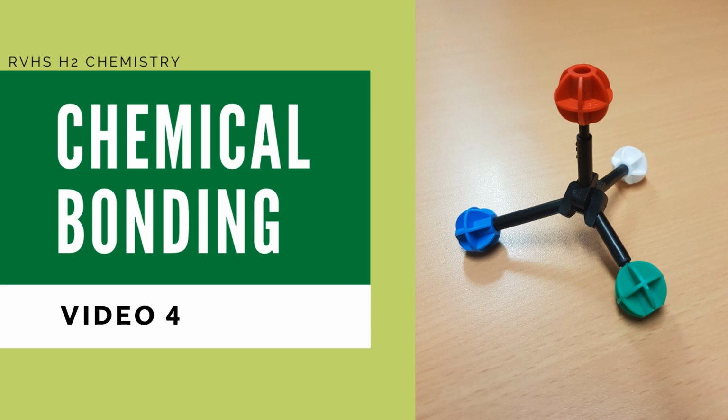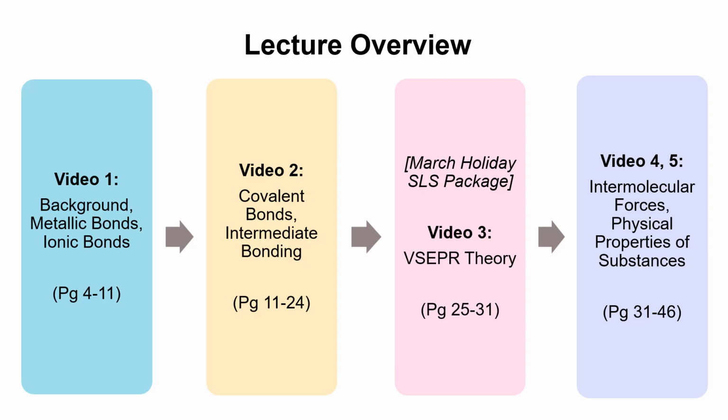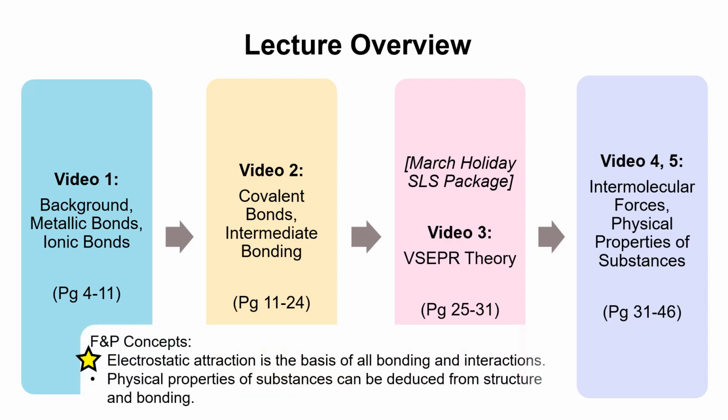Welcome to video 4 of chemical bonding. We are currently at this point of the lecture series. Let's take stock of our progress by revisiting the fundamental and powerful concepts. During earlier lectures, we learned that metallic, ionic, and covalent bonds are all electrostatic in nature.